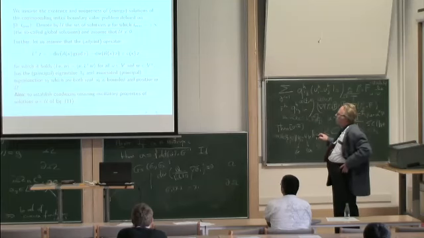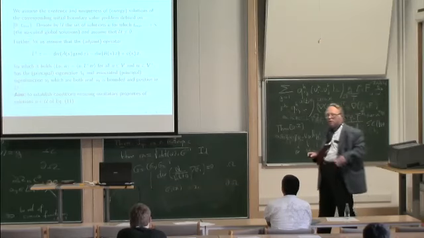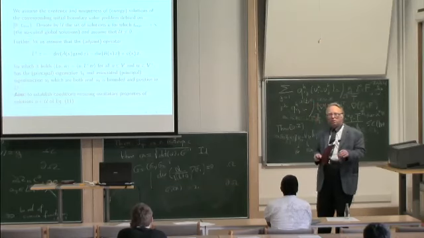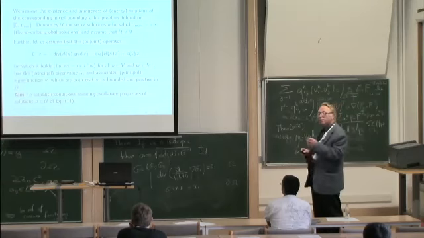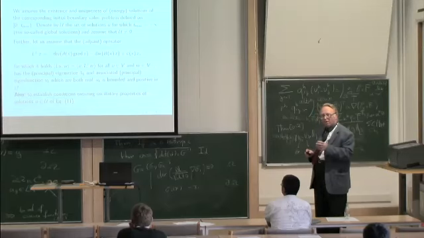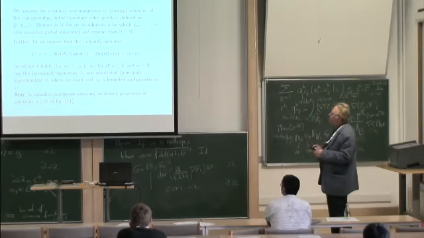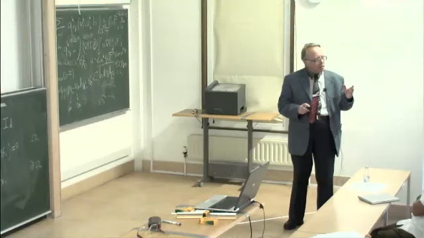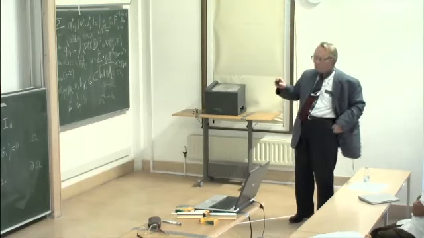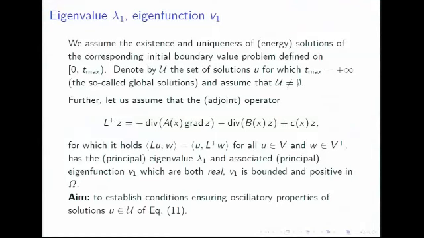Let us assume that the adjoint operator has the so-called principal eigenvalue and principal eigenfunction V1, which are both real, and V1 is positive. Let us remark that I do not assume that L is a symmetric operator. We establish conditions ensuring oscillatory properties.